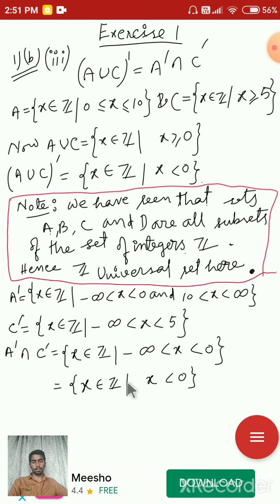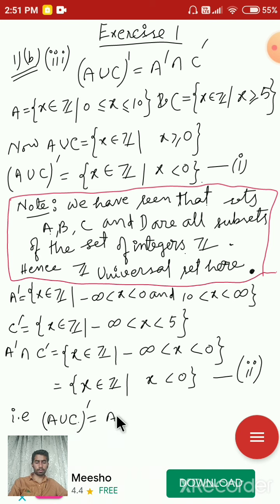And therefore from 1 and 2 we can easily verify that the LHS and the required RHS are equal, that is (A union C) complement equals A complement intersection C complement.